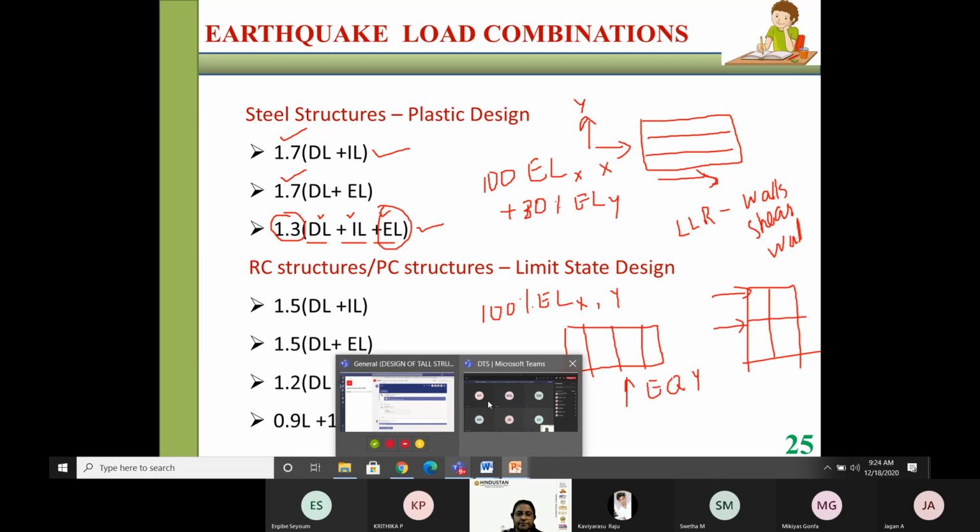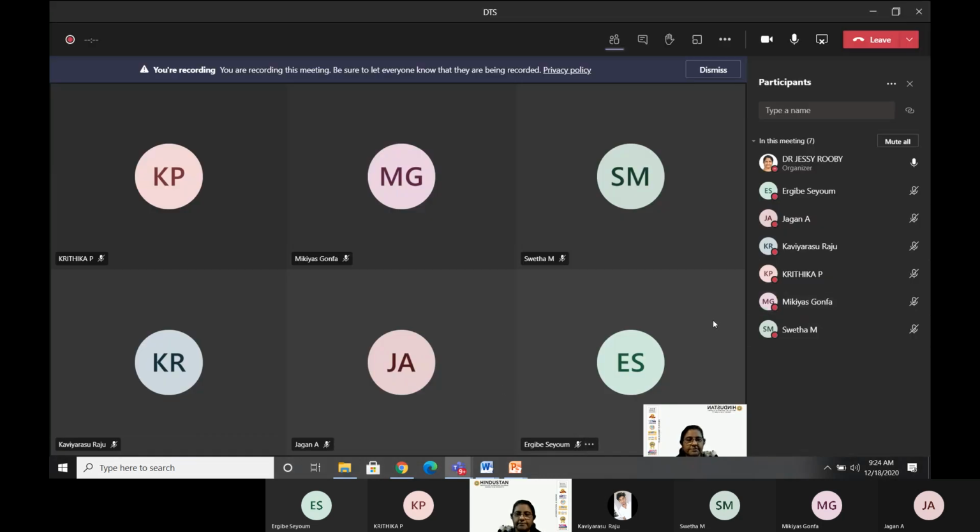With this we will stop today's class, this first hour class. What we have discussed is the dead load, live load, impact load, construction load and the earthquake load. The first three loads are gravity loads and the earthquake load is a lateral load. The earthquake load can be calculated depending upon the seismic region, the seismic zone, the importance of the building, and the type of the building. That we will see in the next class.